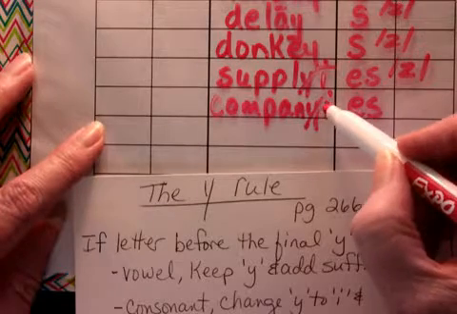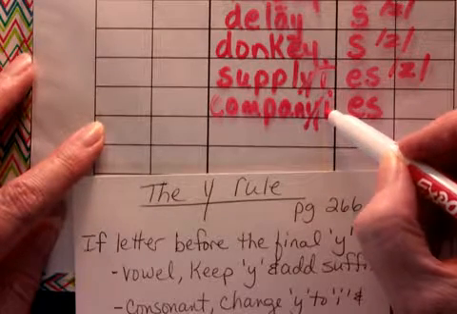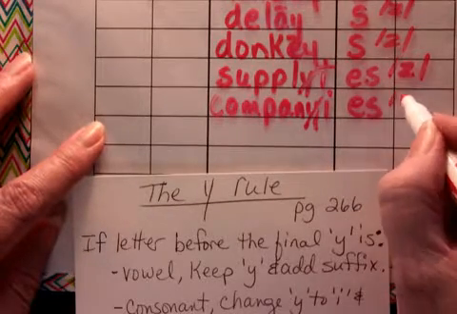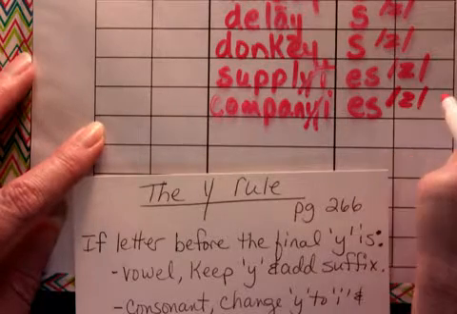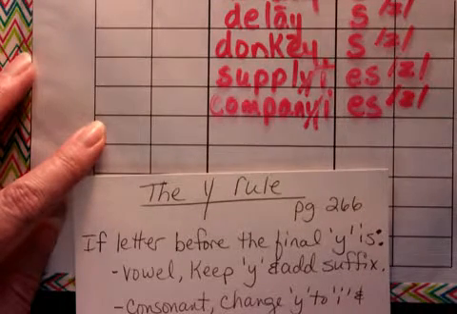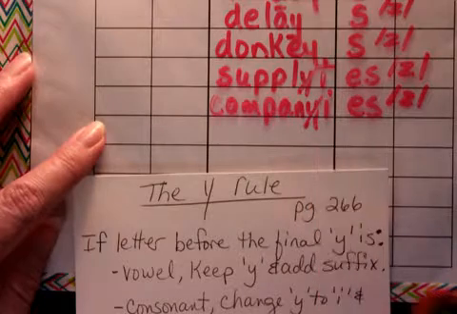Company, it had the long E sound. That's a vowel. This is going to have the Z because it's voiced following the voiced vowel sound.